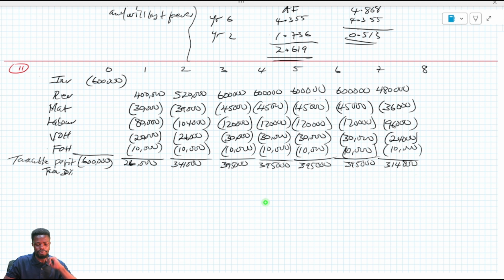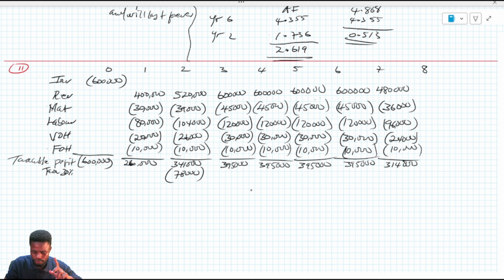Okay, good. Now let me apply that. So 30% of 260,000 is going to give you 78,000. Is a tax. Okay, it is what? A tax. So we take it off. It's an expense on us.